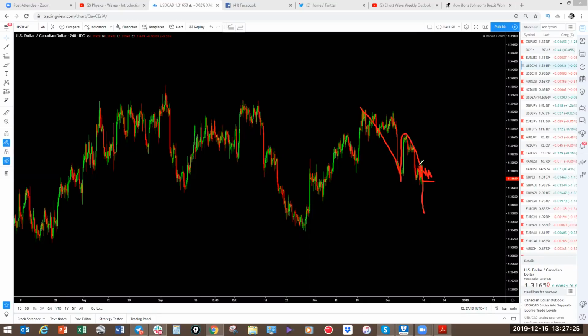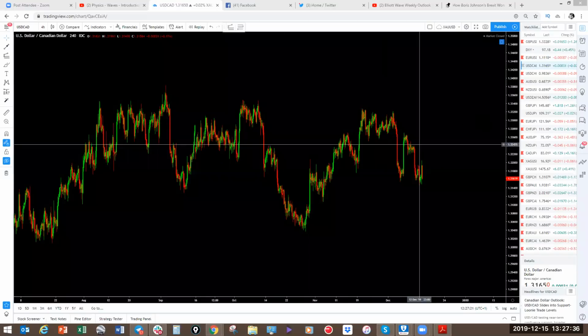So wait to see what's going to happen with this structure here. If you get a corrective structure, you're going to get a move to the downside. That will not be a good risk to reward ratio trade, so rather stay away from that. So that is US dollar CAD. US dollar CHF.